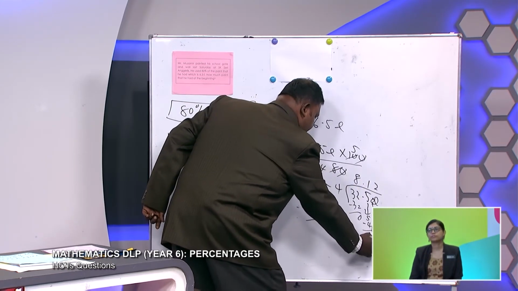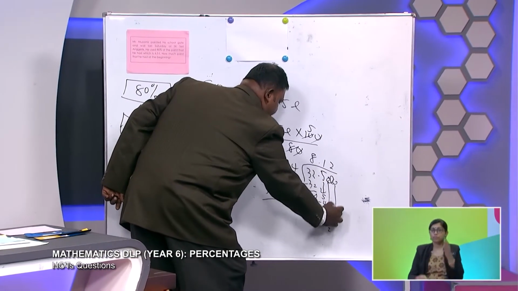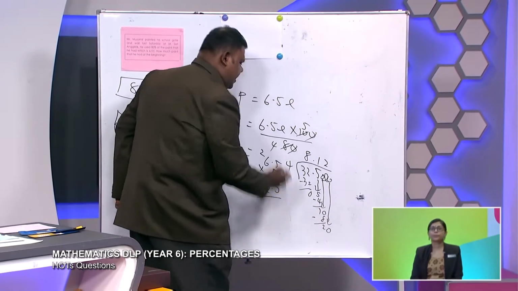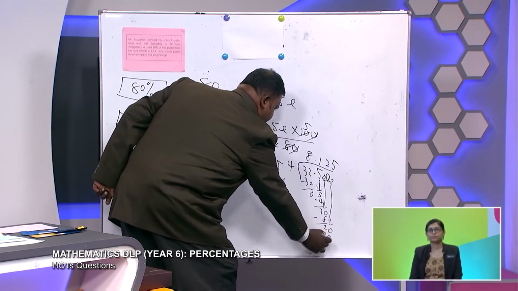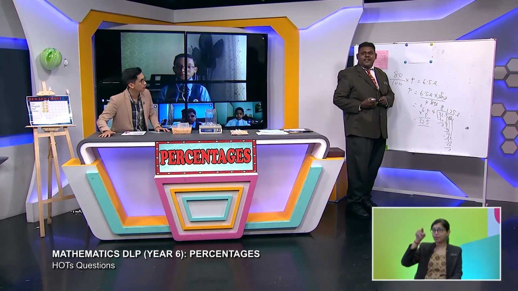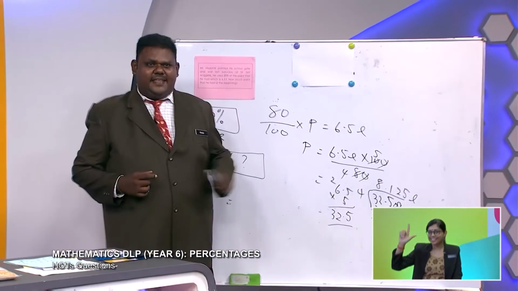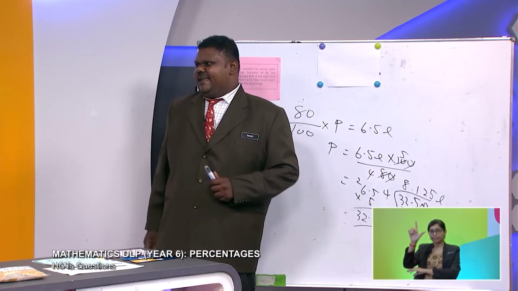2 times 4 is 8. You minus 8, you get 2. And you can add one more 0 here and bring down the 0. 20 divided with 4 is 5. 5 times 4 is 20. When you minus, you get 0. So the answer is 8.125 liter of paint. This is the amount of paint that he had at the beginning.